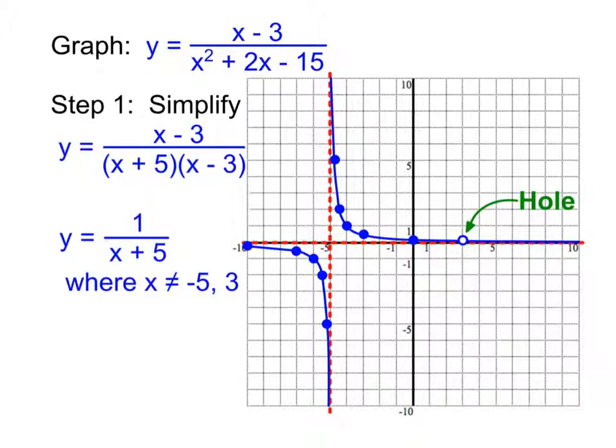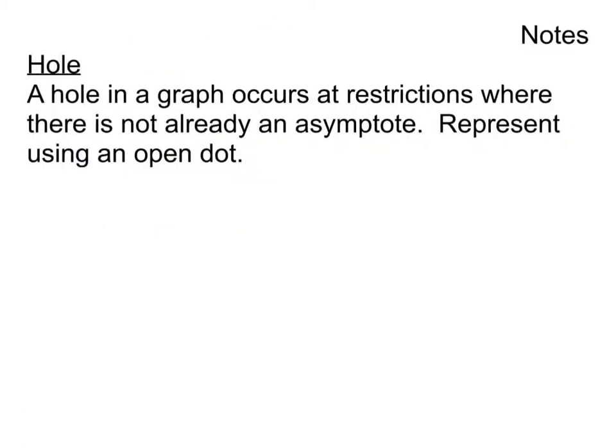So, holes will appear in the graph any time that we end up with a restriction that's not an asymptote. And we represent them as an open dot. It might be useful to make note of those details here by writing down this information about what a hole actually is and how it shows up.